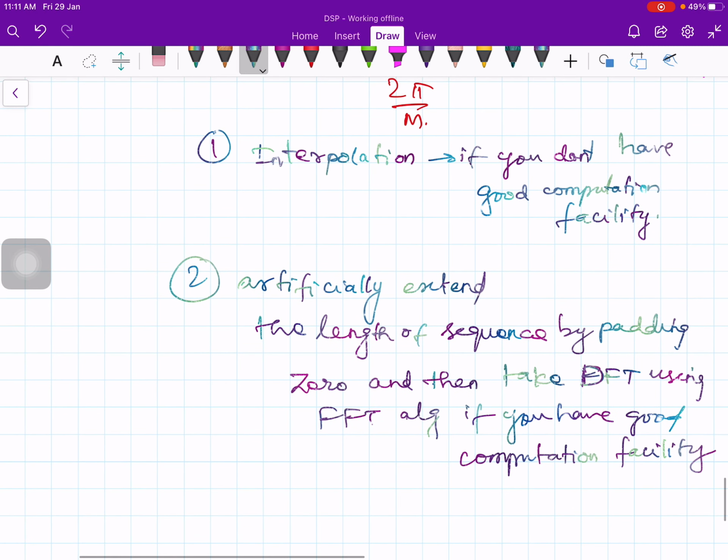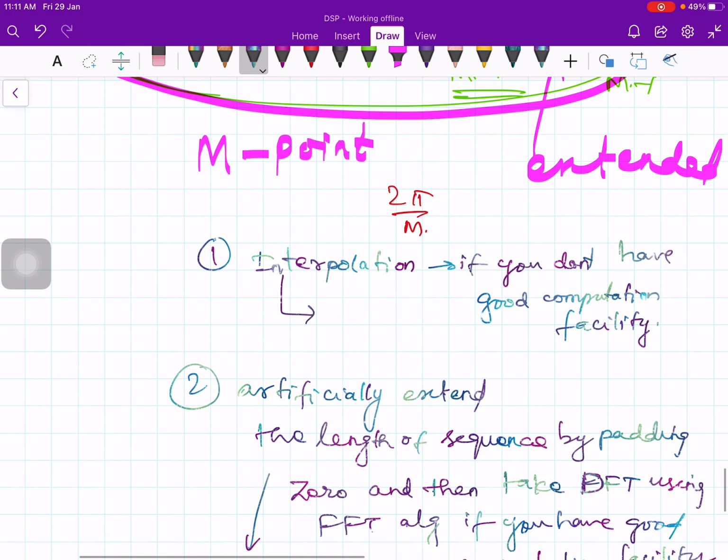Here your given sequence is N point, and you are calculating from N point to M point. In the interpolation method, straight away you calculate the N point DFT, and from there you employ the interpolation formula. This interpolation formula I already gave you in the last lecture. So that's how one can compute the DFT by either method.